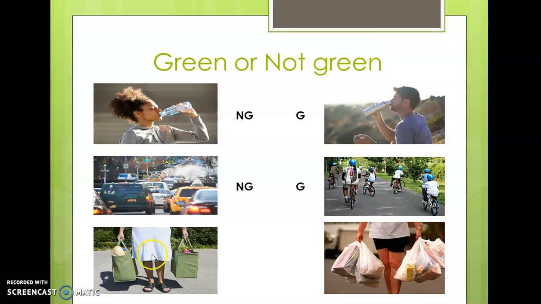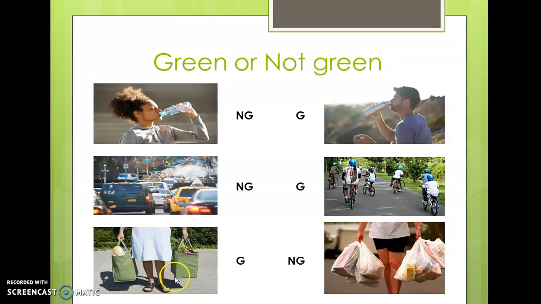Finally, we have two women. In this case, she's using reusable bags to do the shopping, but she's using plastic bags to go to the supermarket. What do you think? This is very simple. Yes, you were right.